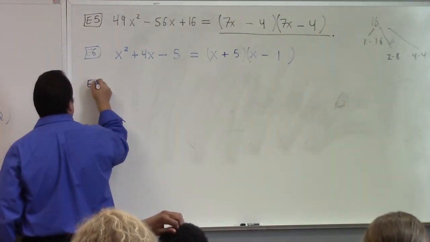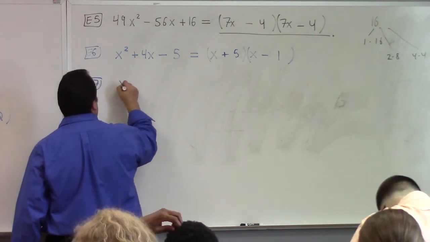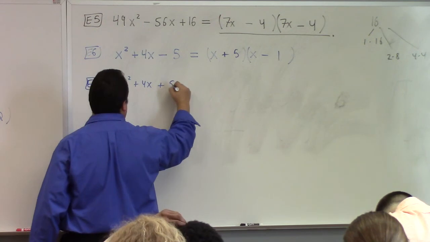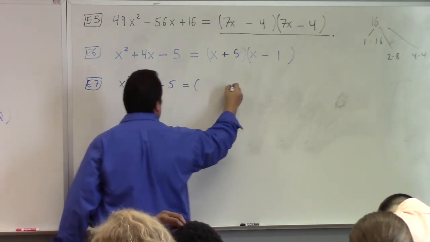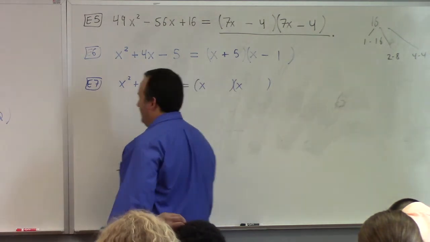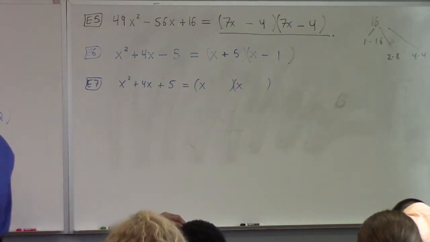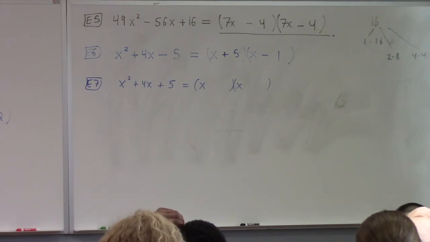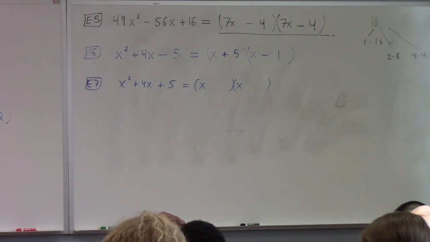Example 7. How about x squared plus 4x? Almost the same example, but let's make that a plus 5. Can you guys factor this? Can't do it as in, I haven't done math for 2 years, I'm rusty, I've forgotten how to factor, or can't do it as in it's a mathematical impossibility.